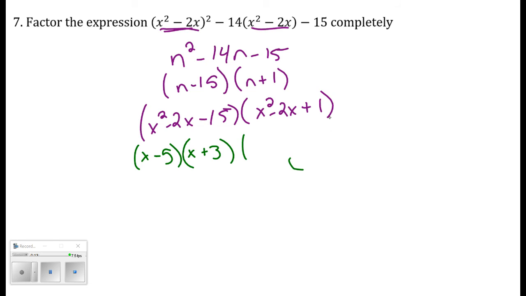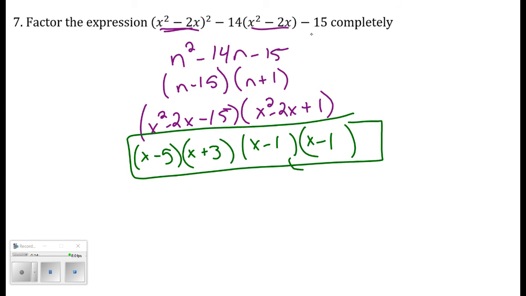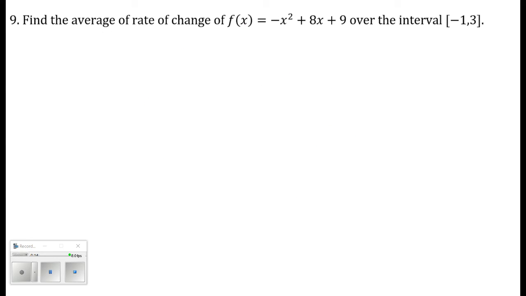And what multiplies to 1 that adds to negative 2? That's negative 1 and negative 1. So factored completely, that expression up there is really the same thing as the product of those four linear terms. They look different, but they have the same value.